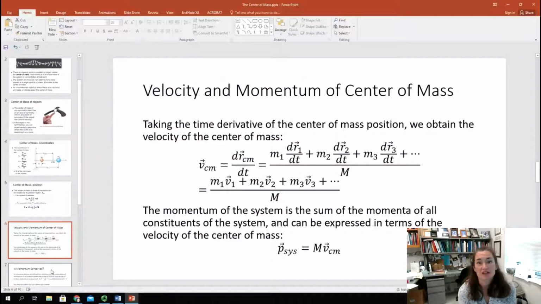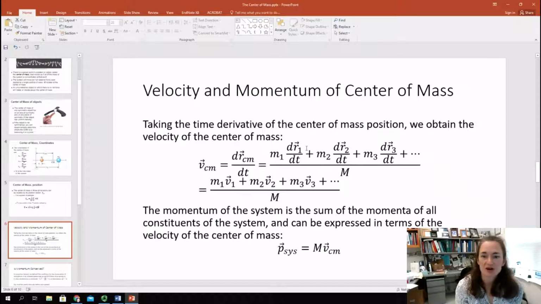Now you can also talk about the velocity of the center of mass of a system. You can do that by just taking the time derivative of the center of mass position. Mathematically, we're going to call the velocity of the center of mass v sub CM, for center of mass. That would be dr/dt, where r is the position of the center of mass. So that would be m1 dr1/dt plus m2 dr2/dt plus m3 dr3/dt, and you keep going over the whole summation, divided by the total mass, big M.